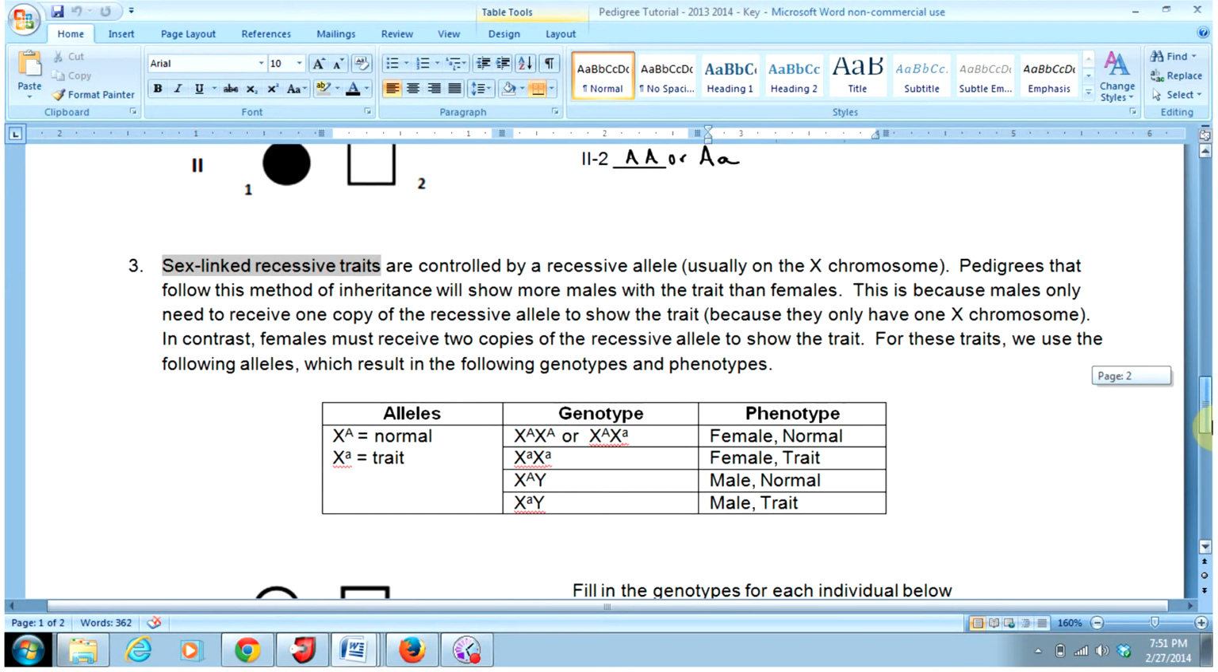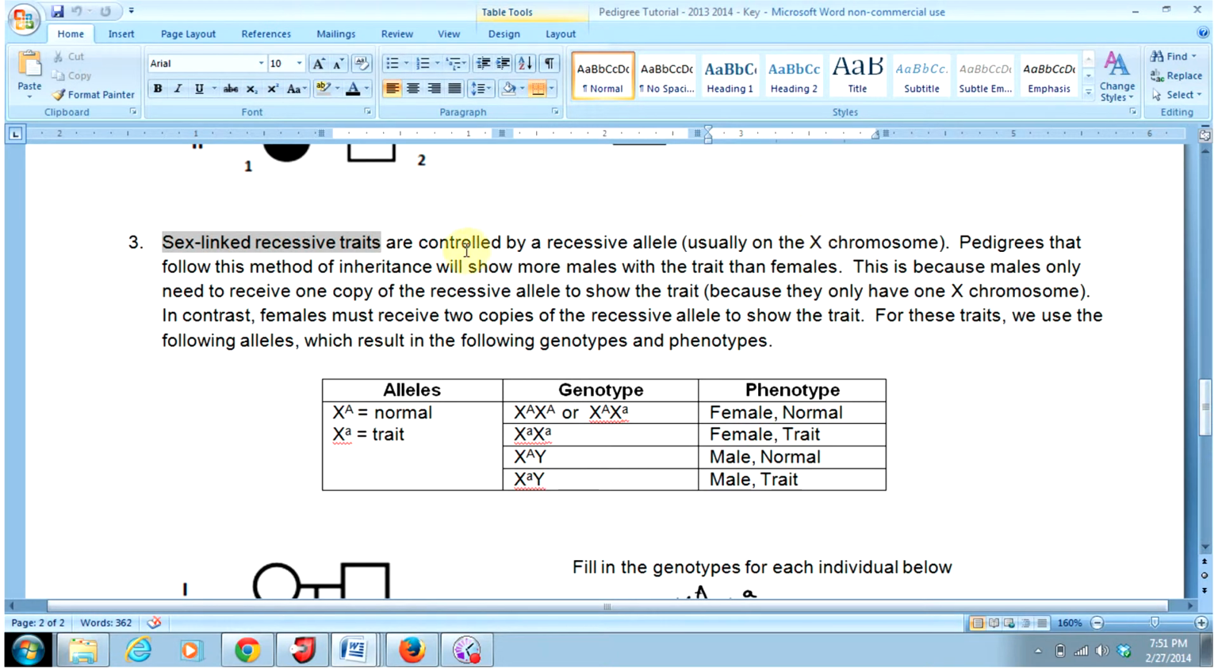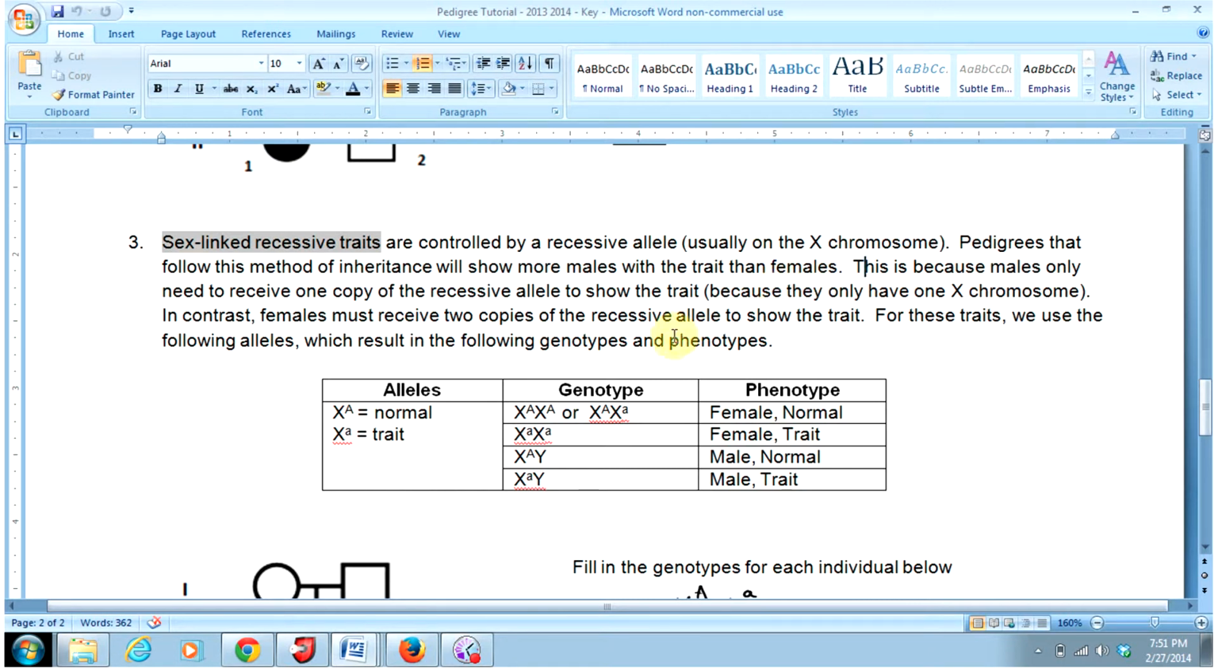The last pattern of inheritance that we're going to look at is sex-linked recessive. These traits are controlled by a recessive allele found on the X chromosome. And just as we talked about in the sex linkage tutorial, if you have a recessive allele on an X chromosome, the trait is going to show up more in males than in females. That's because males only have to get one copy of that recessive allele in order to show the trait, since they have just one X chromosome. Females have to get 2 copies of the recessive allele in order to show the trait.